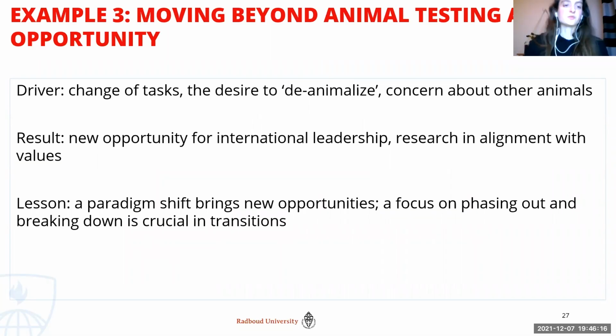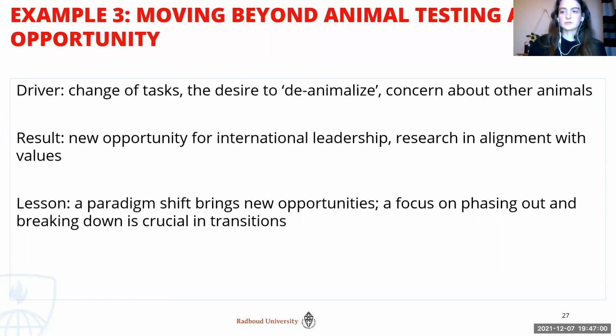So this change was driven by a change of task, the vaccine production moving elsewhere, but also the desire to de-animalize, which came from a concern about animals. And especially specific individuals within those organizations were really driving that change. And then the result was a new opportunity for international leadership, but also research in alignment with values. When I interviewed people there, they were always quite happy to inform me that in their department they were not doing animal testing at that moment anymore. Yeah, I think it just felt good for them.